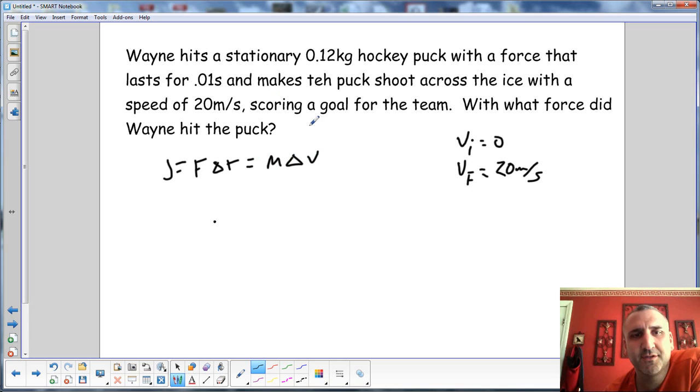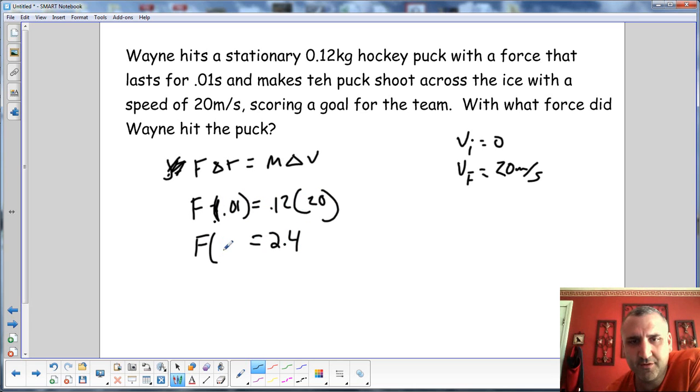So F times delta t, which is 0.01, equals the mass, 0.12, times the change in velocity, which is 20. 0.12 times 20 gives us 2.4, and the force times 0.01, we're going to have to divide by 0.01 on both sides. 2.4 divided by 0.01 should give us a force of 240 newtons. So there's that. Next.